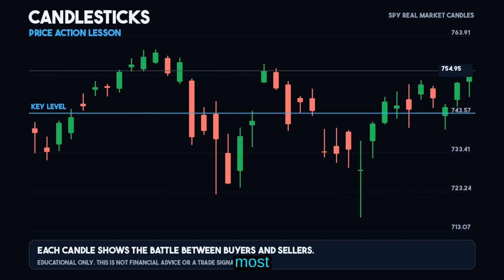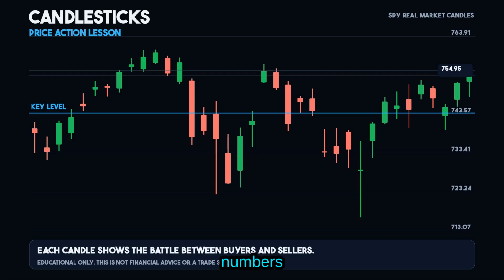Let's break down some of the most common chart patterns that beginners misunderstand, starting with the head and shoulders. The head and shoulders pattern is a bearish reversal pattern that forms when the price makes a high, then a double peak, and finally a lower high. Think of it like a wave that crashes before making a final retreat.